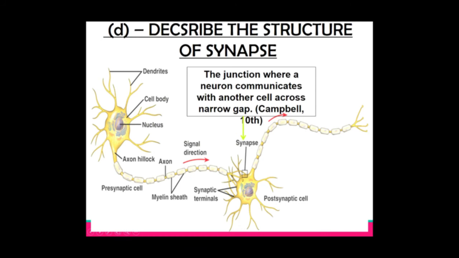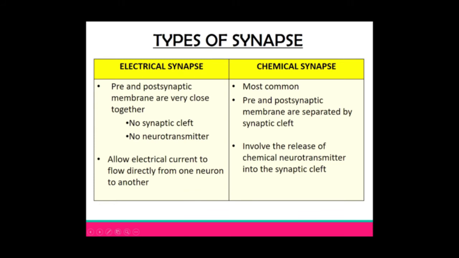The synapse is the junction where a neuron communicates with another cell across a narrow gap. It's located at the site of contact between two neurons. Neurons that transmit impulses to the synapse are called presynaptic neurons. Neurons that carry impulses away from the synapse are called postsynaptic neurons. Both neurons are separated. There are two types of synapse: electrical synapse and chemical synapse.